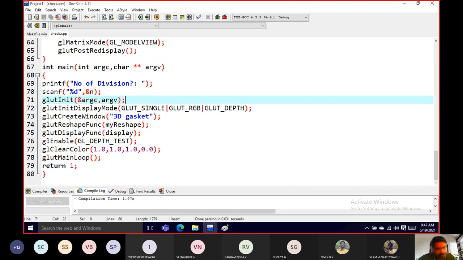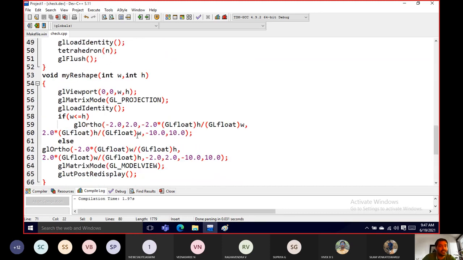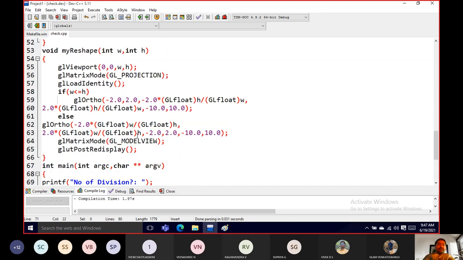So next, followed by, we have a function called myReshape. Why we go for myReshape is, as you all know, whenever I change the window size, it should be automatically adjusted to the window or the viewport. That's why we use the myReshape function.